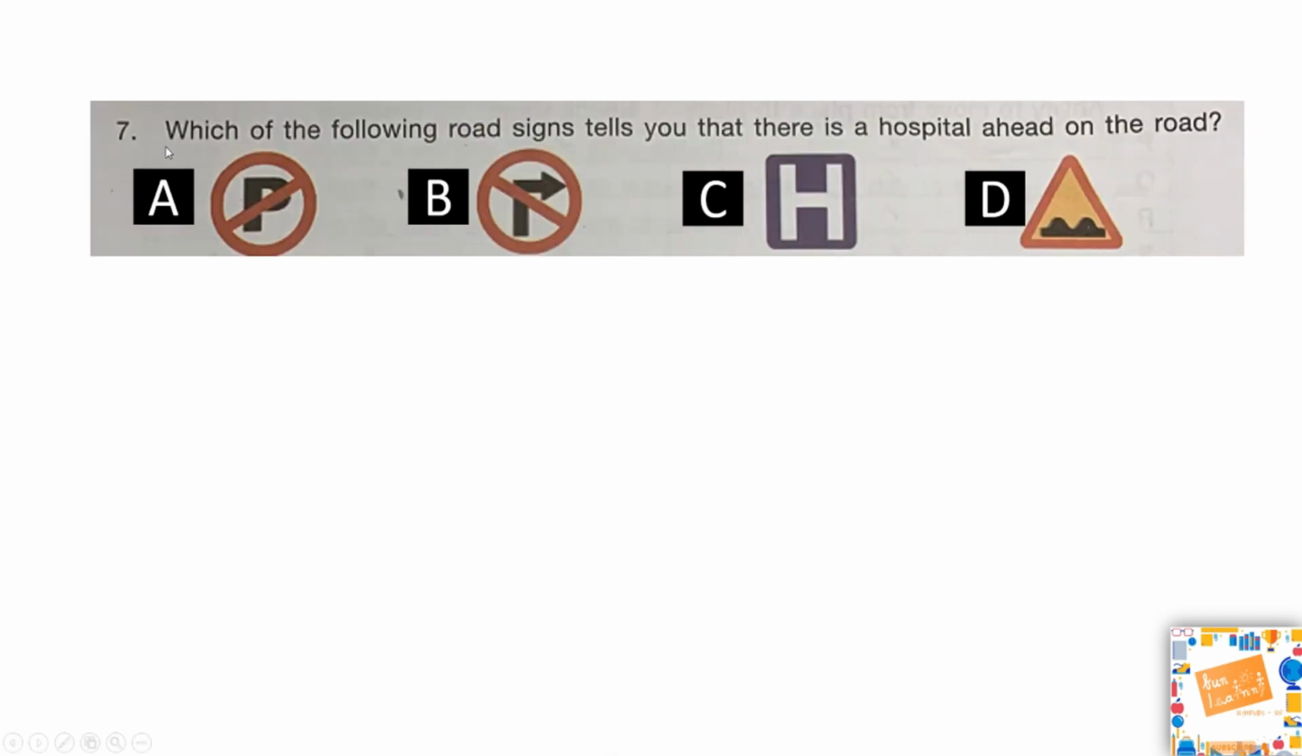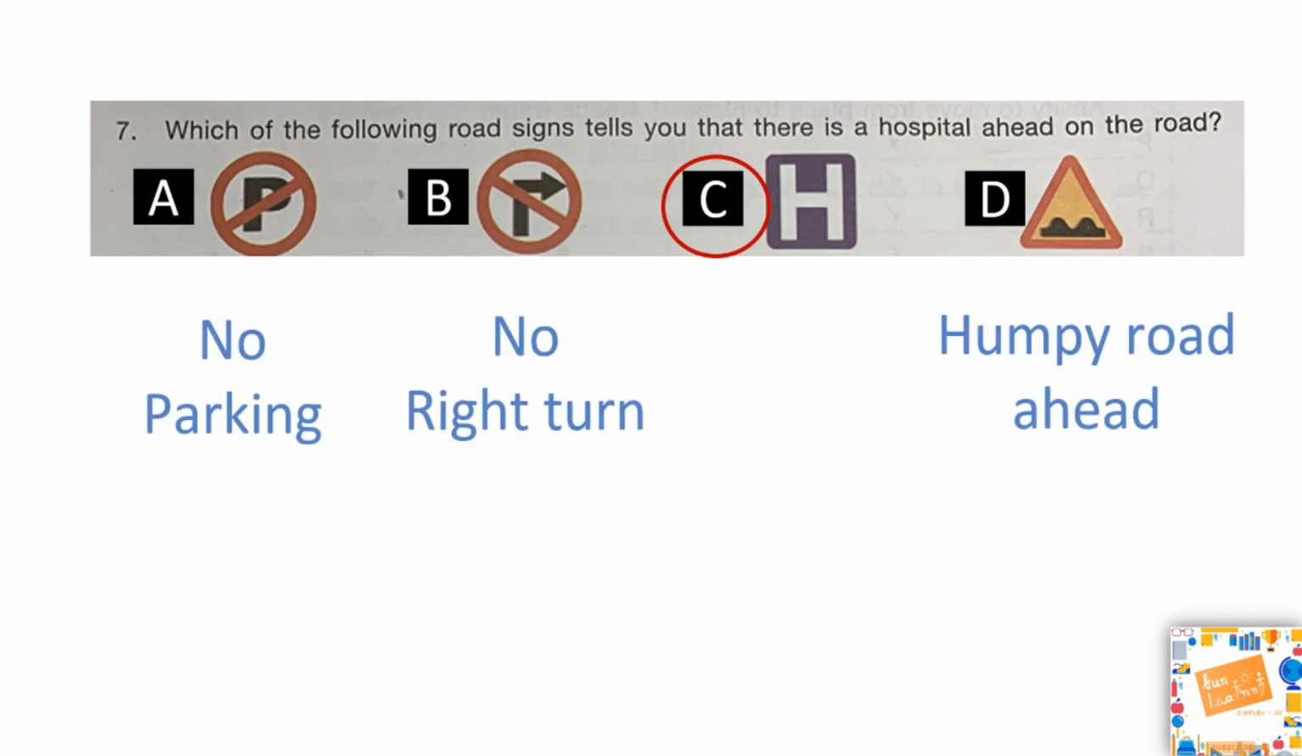Next question is, which of the following road signs tells us that there is a hospital ahead on the road? This is an easy one. So let's see if you can get the answer right here. Well, if you have marked option C as the right answer, you're right. That is the sign for hospital ahead. The other signs are no parking, no right turn, and humpy road ahead.